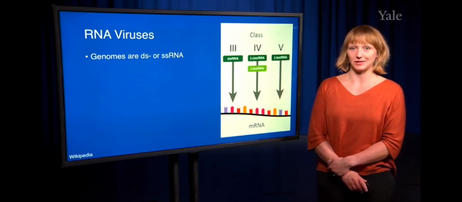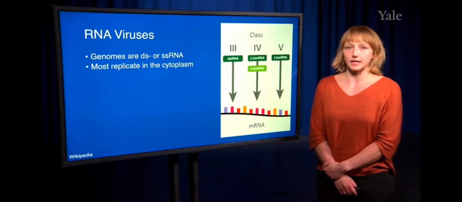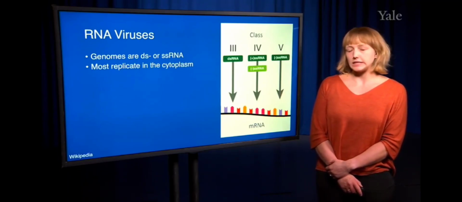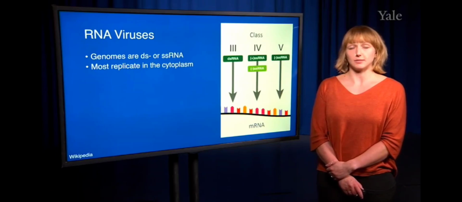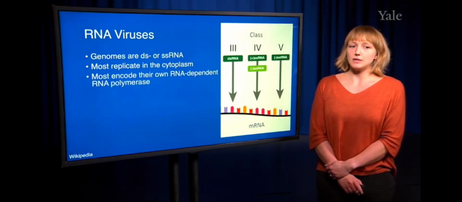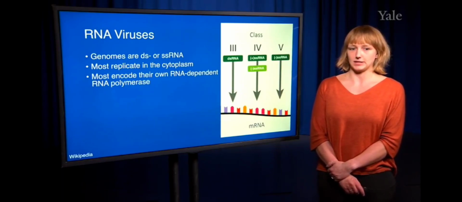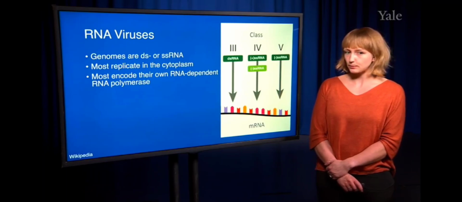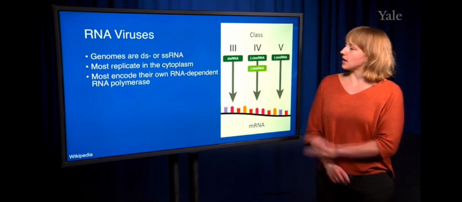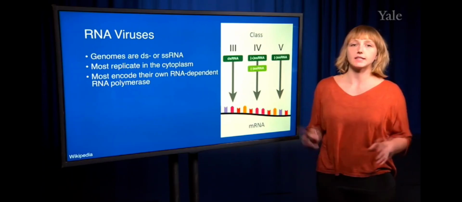So most RNA viruses replicate within the cytoplasm. And again, this is a very general rule. There are some exceptions, but in general, most replicate in the cytoplasm. And most of them encode their own RNA-dependent RNA polymerases in order to replicate. So class 4, the difference between class 4 and class 5 is their sense of their RNA molecules.